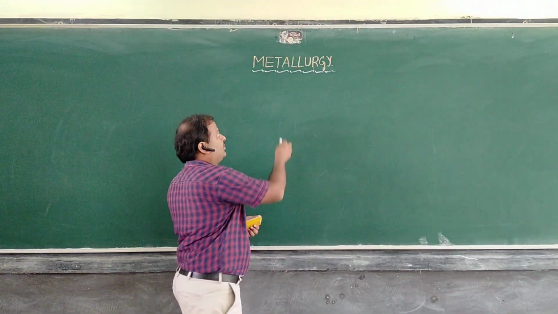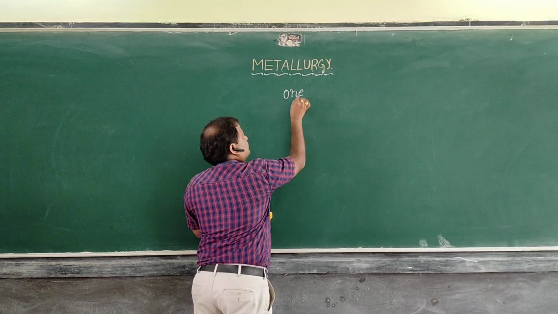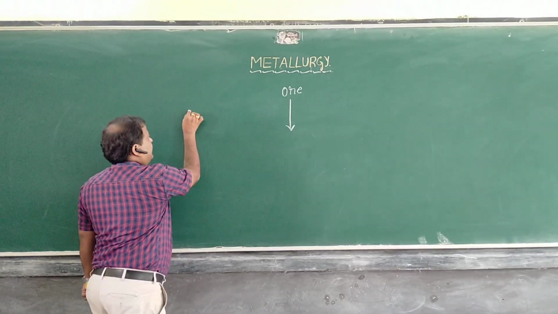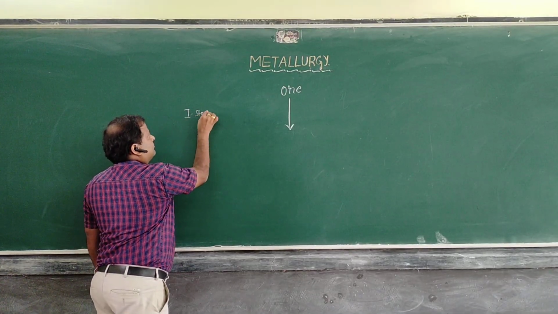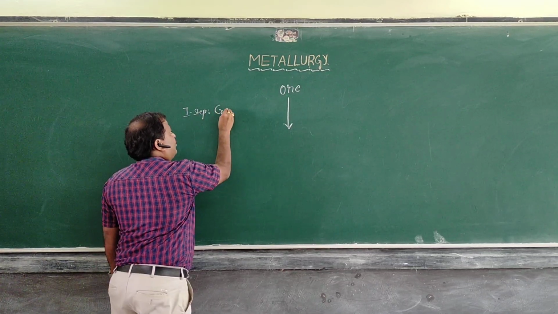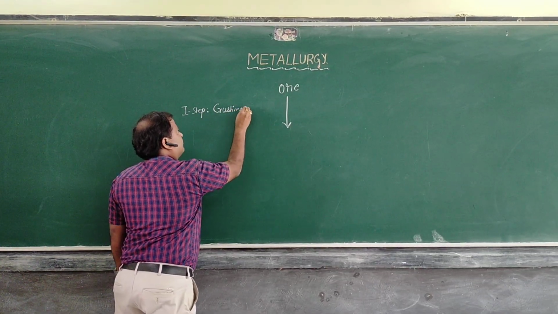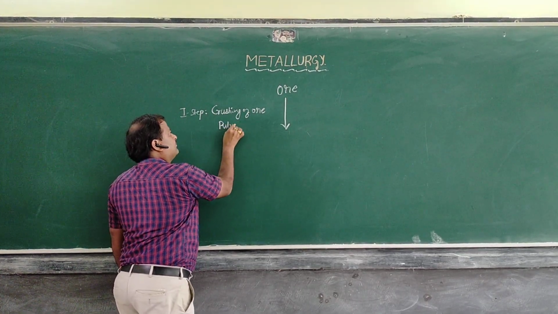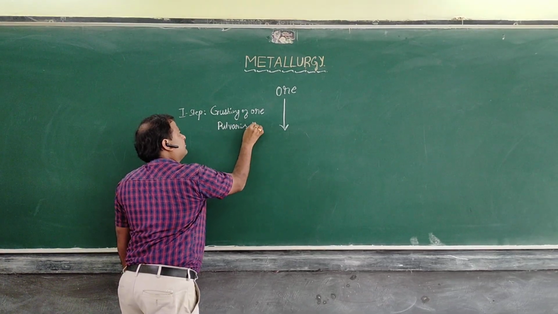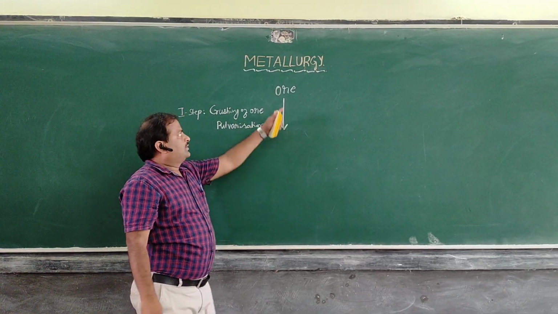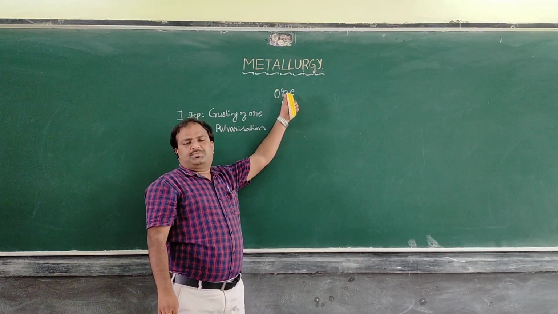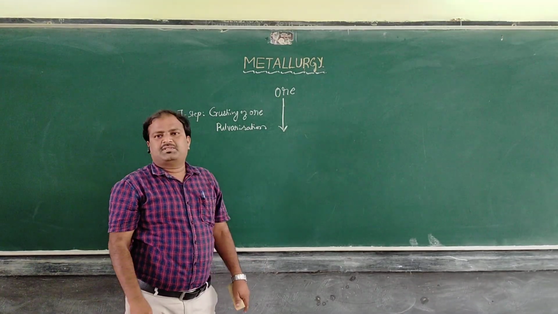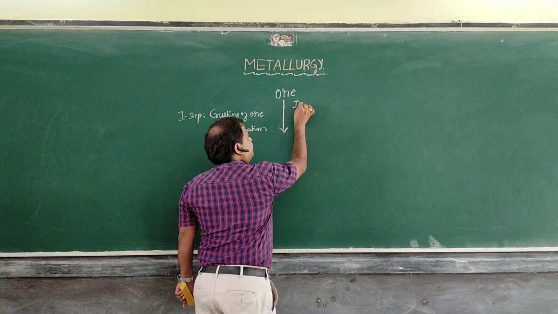Starting from ore, the first step is crushing of ore. It is also called pulverization. In this there are huge lumps, large pieces of ore. These are broken into small pieces by using jaw crushers.